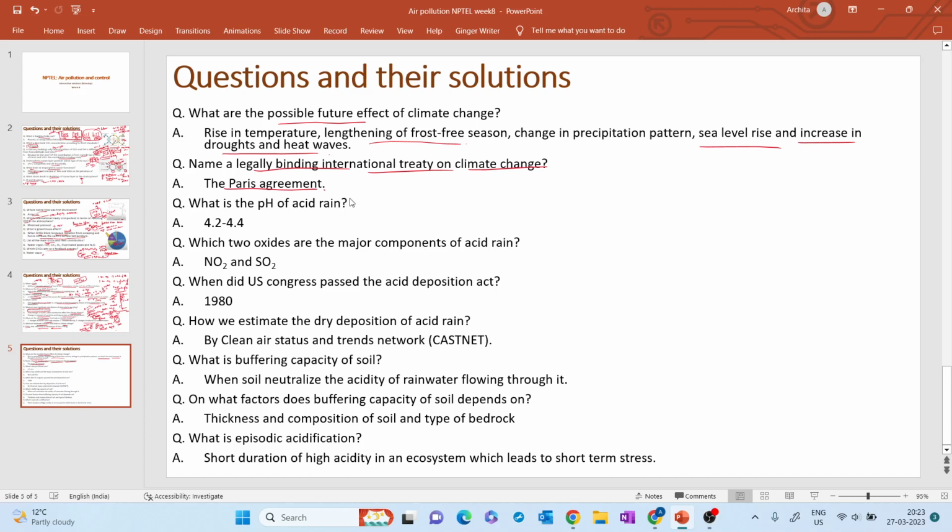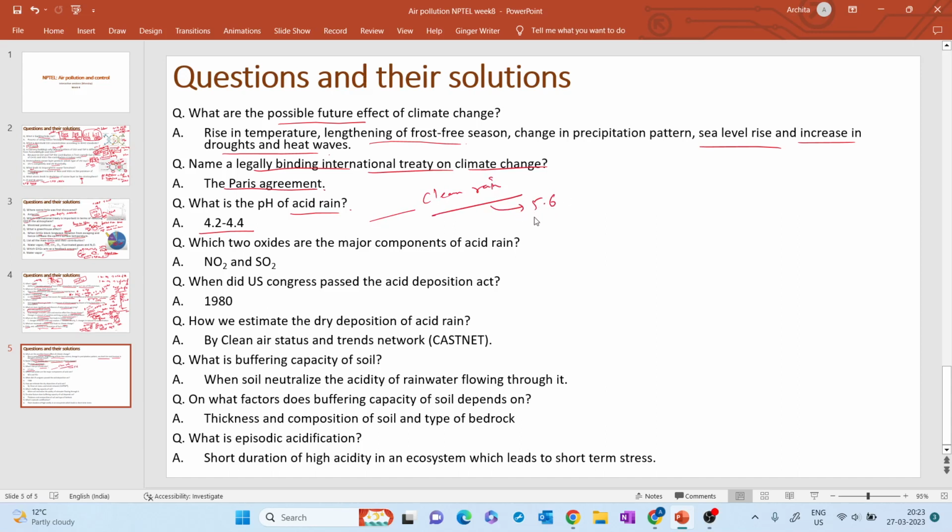Next is acid rain. We call it acid rain because it has a pH which is below 7. Now the ideal pH is 4.2 to 4.4. Now there is something called normal rain or clean rain, which has a pH of 5.6.